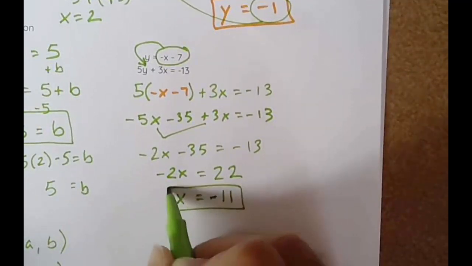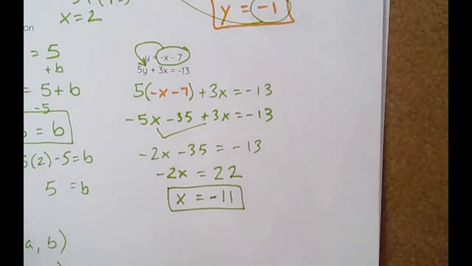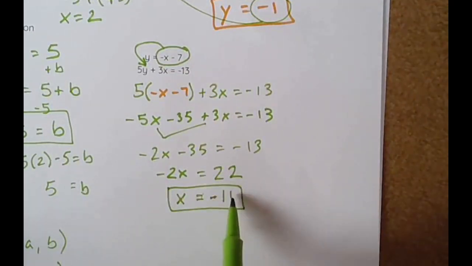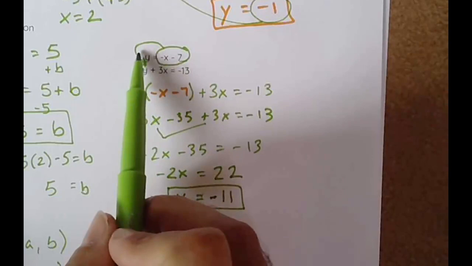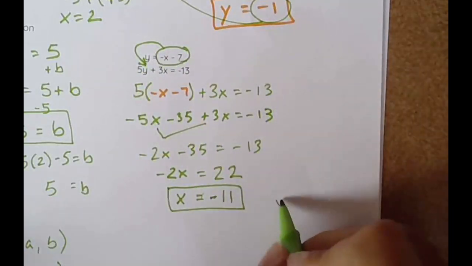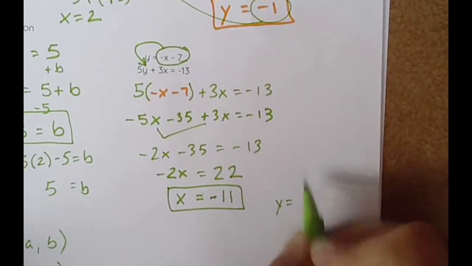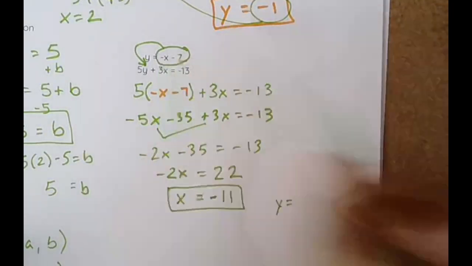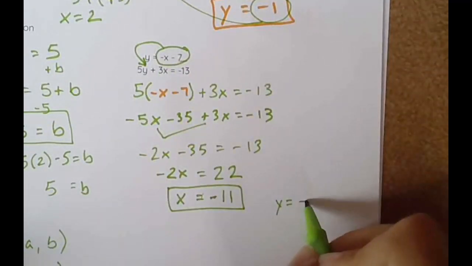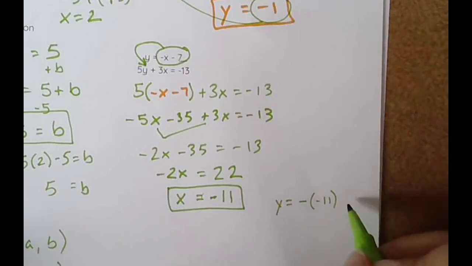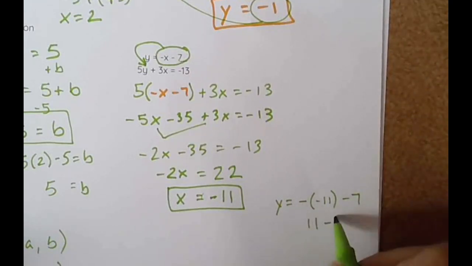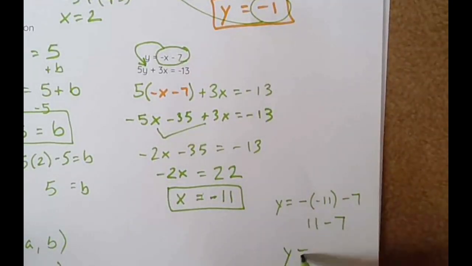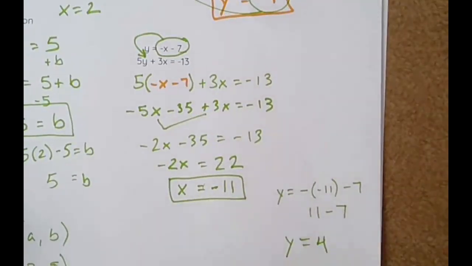Substituting negative 11 into that original equation, equation 1, so y equals, I get y equals. Now, I'm substituting a negative in for a negative, so it's going to be the opposite of negative 11 minus 7. So that's 11 minus 7, y equals 4. Giving me the solution negative 11, comma 4.